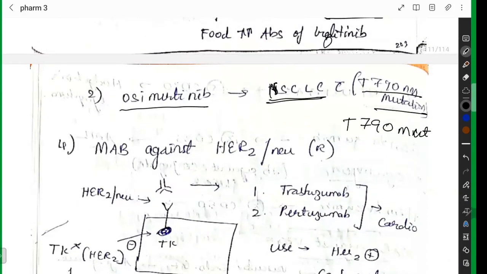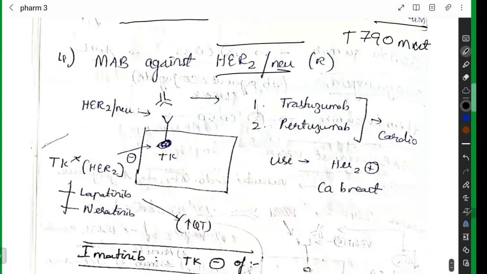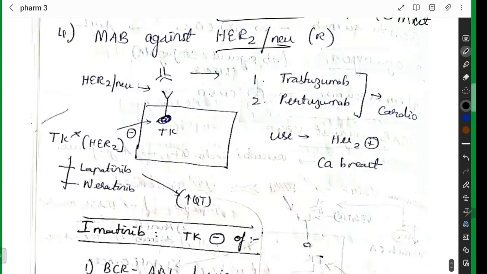There you are going to go for osimertinib. Clear. Now the last one, HER2/neu. This is a very important receptor that is present in your breast cancer. The drugs that are targeted against this HER2/neu are trastuzumab and pertuzumab. So this is very helpful in the HER2 positive CA breast.